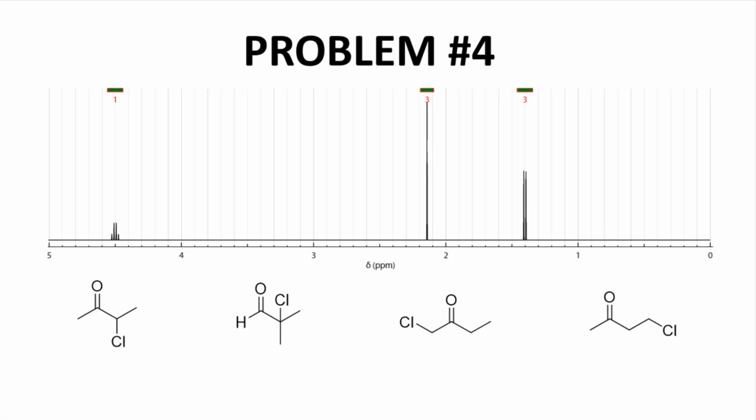Okay, here's problem number 4. Just looking over the spectrum, what stands out? Not a whole lot. I will say this signal is pretty far downfield, but I like to focus on the 3s if I can. So there's a 3 and there's a 3. Looks like we have 2 different methyl groups in this compound. That's not a whole lot to work with, but let's go ahead and see what we have.